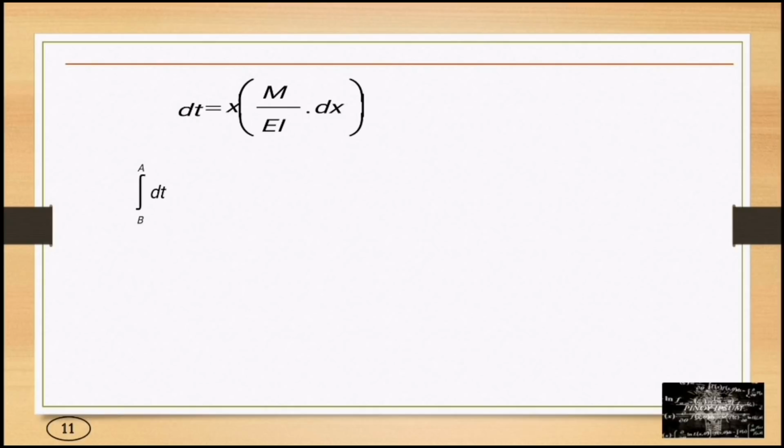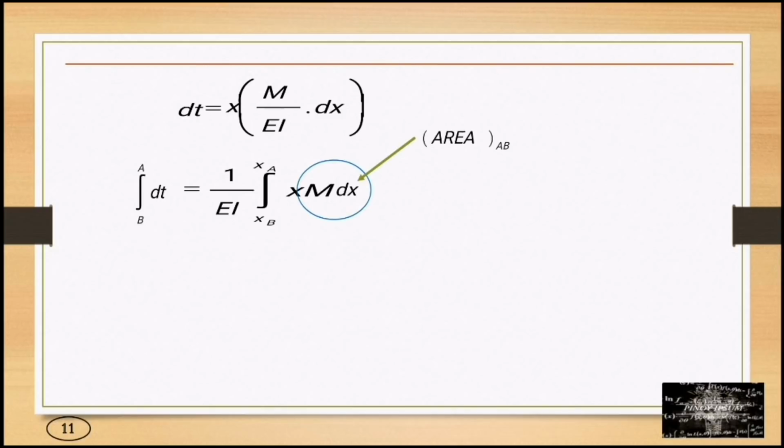So we have to integrate: 1 over EI times the integral of x times M times dx, with limits from B to A. M times dx is the area of the moment diagram between A and B. So we have t_BA is equal to 1 over EI times the area of the moment diagram between A and B times the centroid, x bar, from point B.